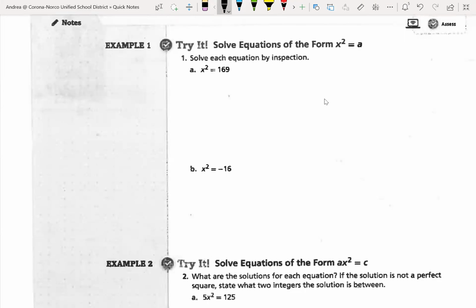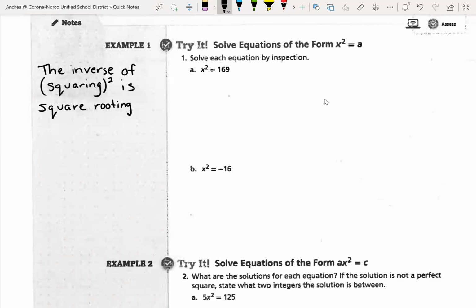So let's write that down. The inverse of squaring is square rooting. They are inverse operations of each other, just like the inverse of adding is subtracting, the inverse of multiplying is dividing.